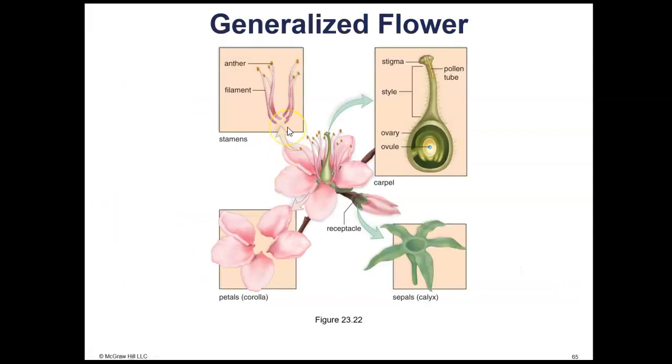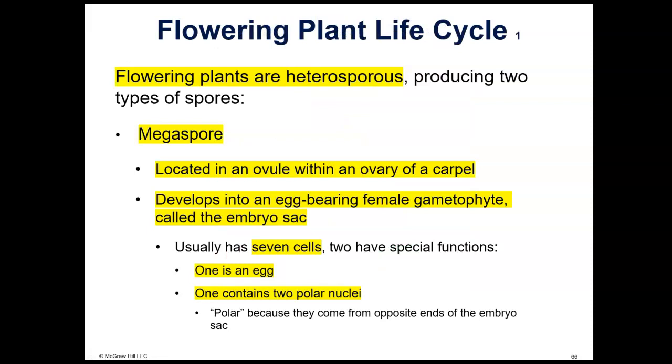And this is a picture of a flower and all the different flower parts. All of the petals together are the corolla, all of the sepals are the calyx, and for the male parts, they're called the stamens. The tip is the anther, the stalk is the filament, and for the female part, the tip is called the stigma, and then the style, and then the ovary, and inside the ovary is the ovule. So the pollen tube has to grow to the ovule during pollination.